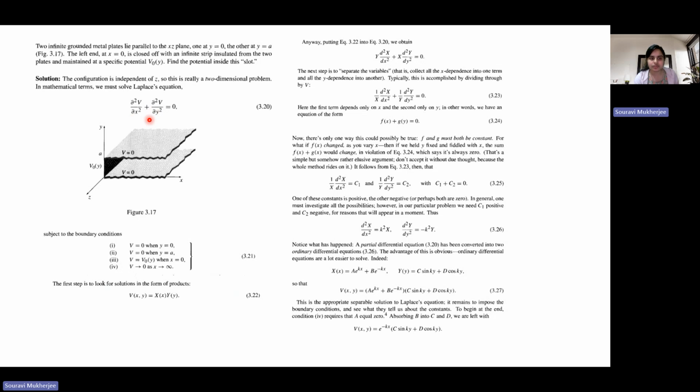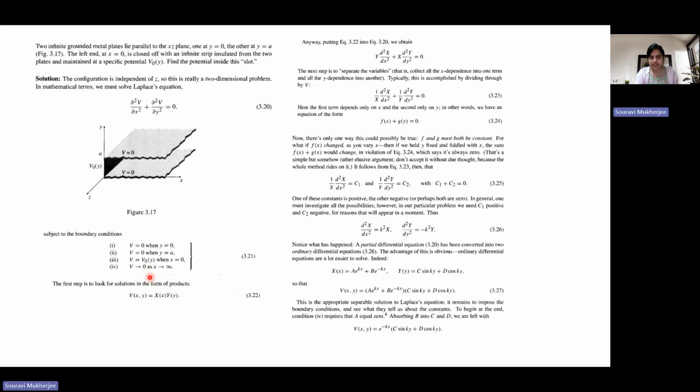For this, first we have to look at what the boundary conditions are. So what are the things that are given? It says that V is equal to 0 when y is 0. V is again equal to 0 when y is a. Why? Because these two plates are at 0 potential. That is given. Now, at x equal to 0, that is here at this point, V is equal to V naught of y. So that's a constant potential.